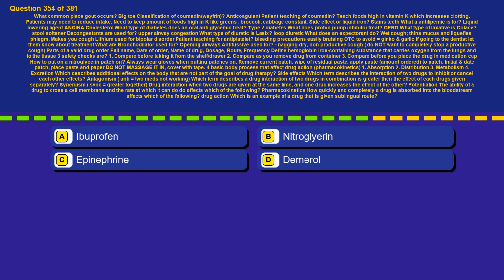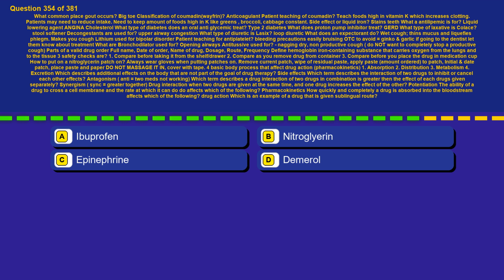Which term describes the interaction of two drugs that inhibit or cancel each other's effects? Antagonism; anti equals two meds not working. Which term describes a drug interaction in which two drugs in combination have a greater effect than each drug given separately? Synergism; syn equals greater together.